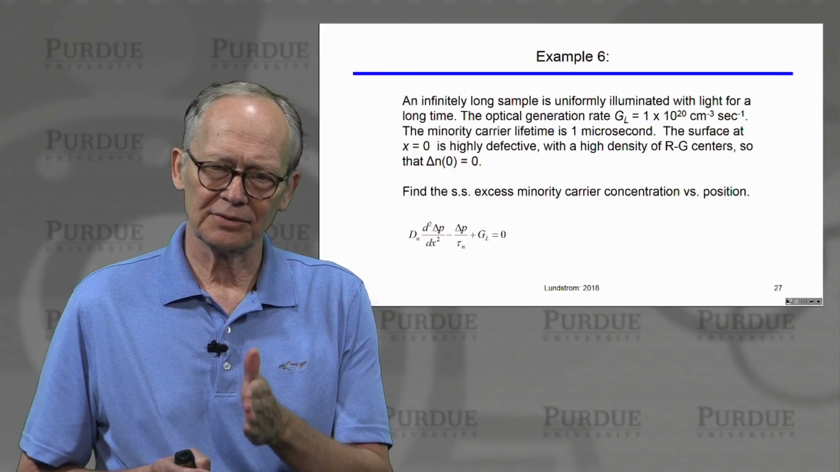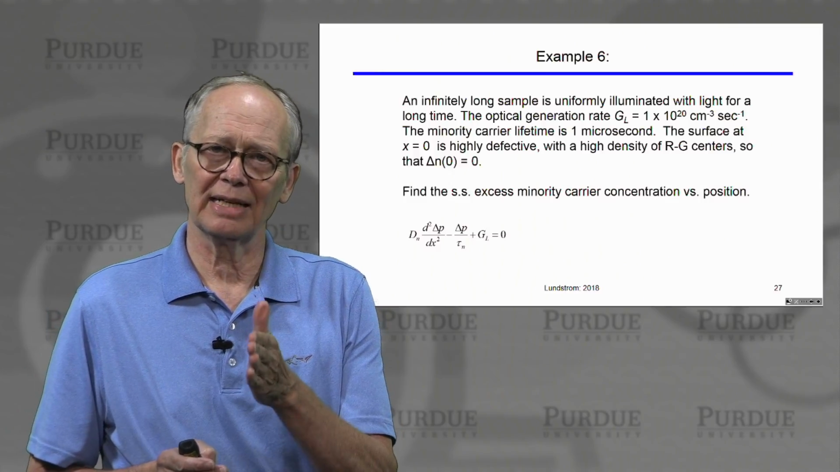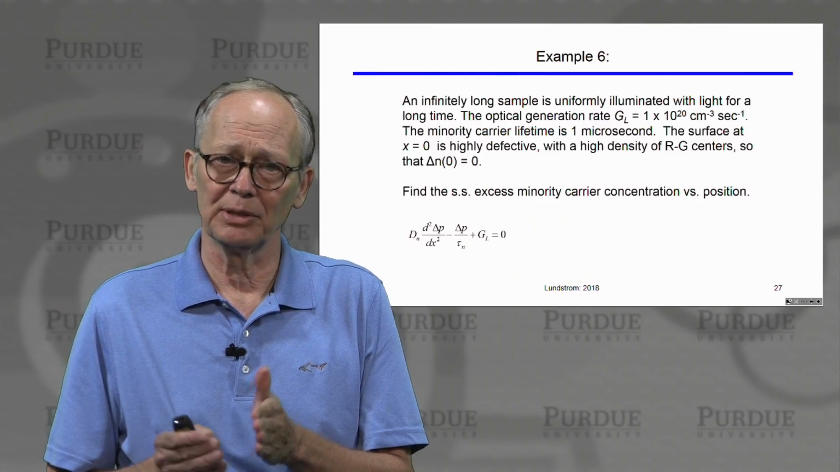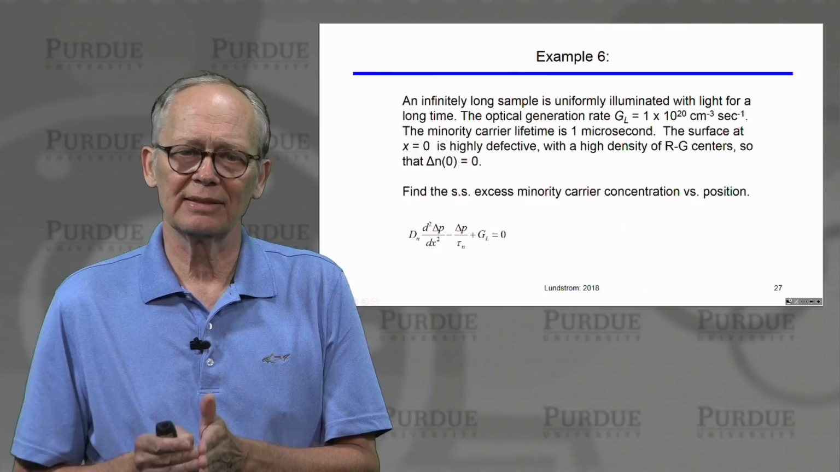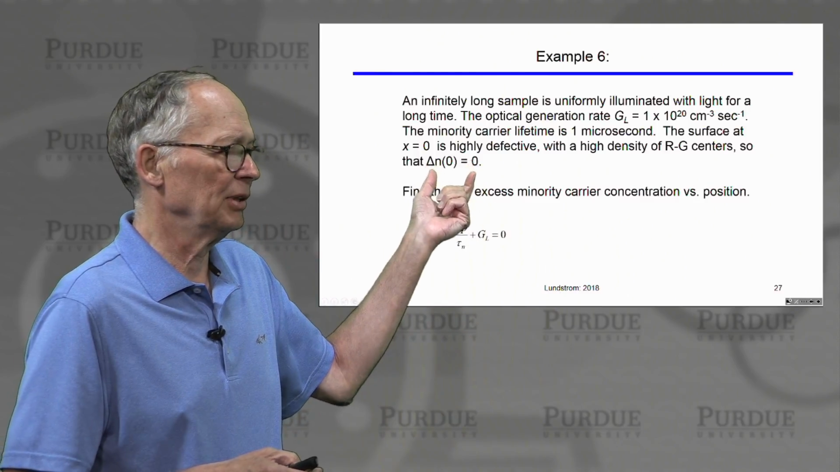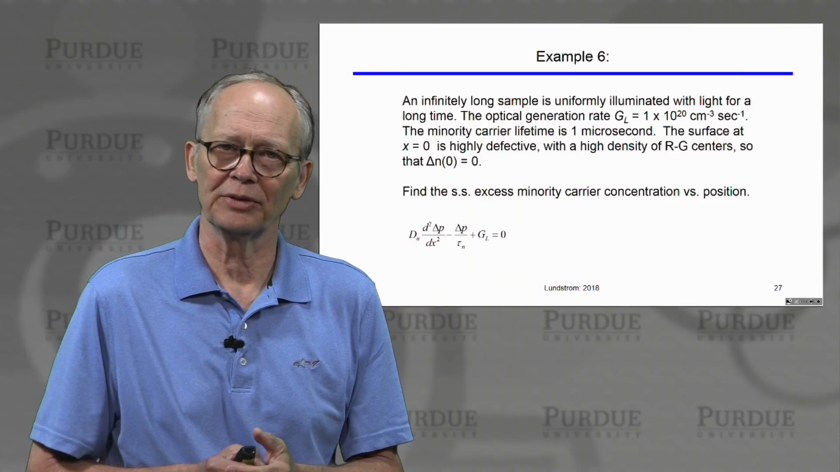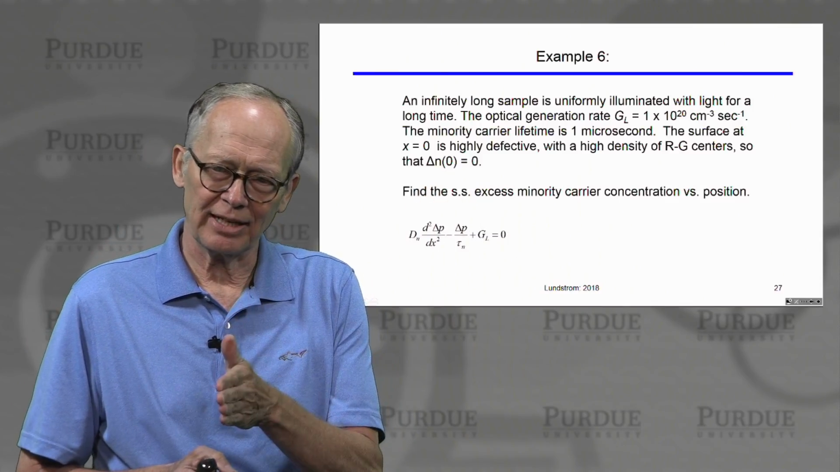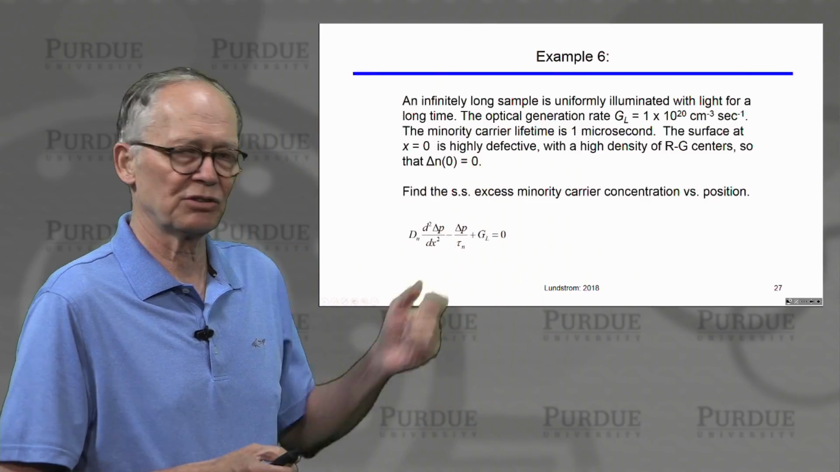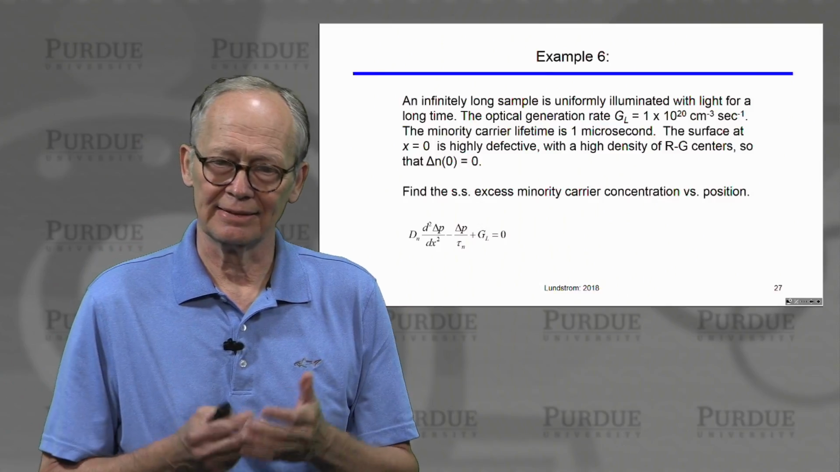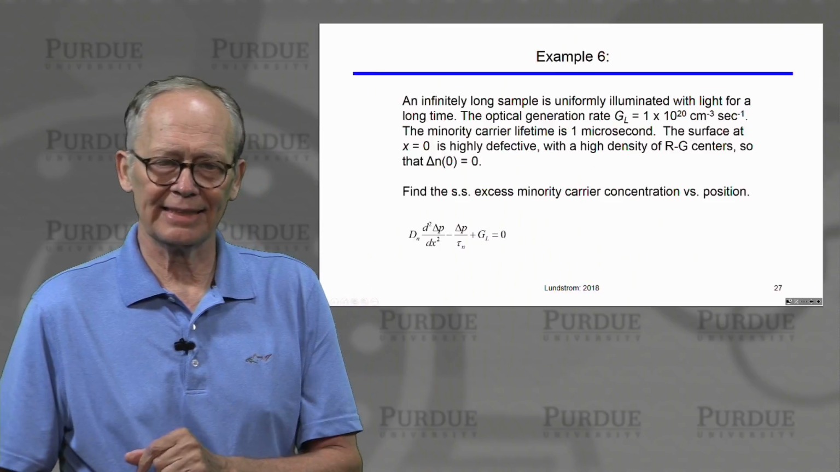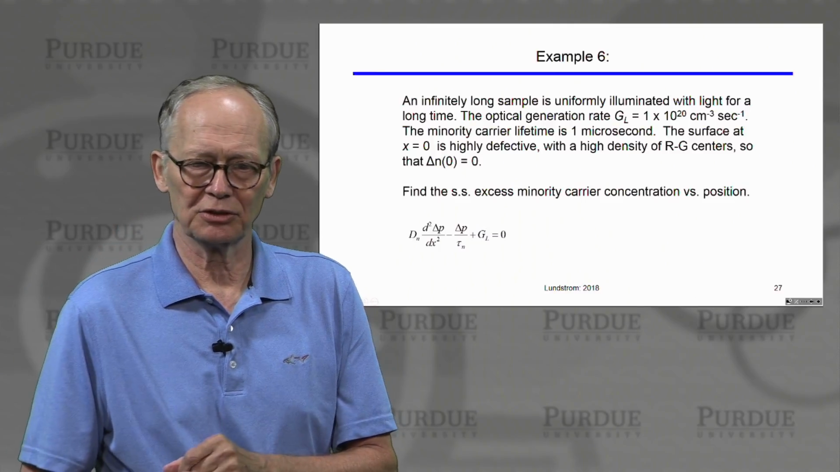A highly defective surface will introduce a lot of defects in the forbidden gap that will facilitate the recombination of minority carriers. Let's assume that the surface is so defective that it forces the minority carrier concentration to be 0 there. Any minority carrier that encounters that surface immediately recombines, so the minority carrier concentration at x equals 0 is 0. That's our boundary condition. Okay, so find the steady state minority carrier concentration versus position.